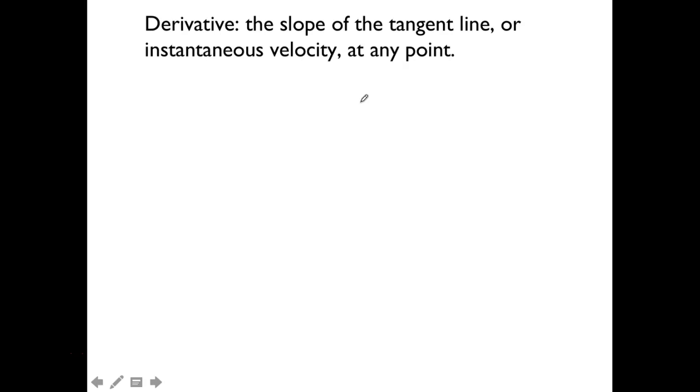Okay, let's go forward. First thing, I'm going to tell you what a derivative is. It's the slope of a tangent line, or instantaneous velocity, which you can also think of as the rate of change at any point. So it's going to tell us the slope. So derivative is slope. That's just an easy way to remember. A one-word definition for derivative is slope.